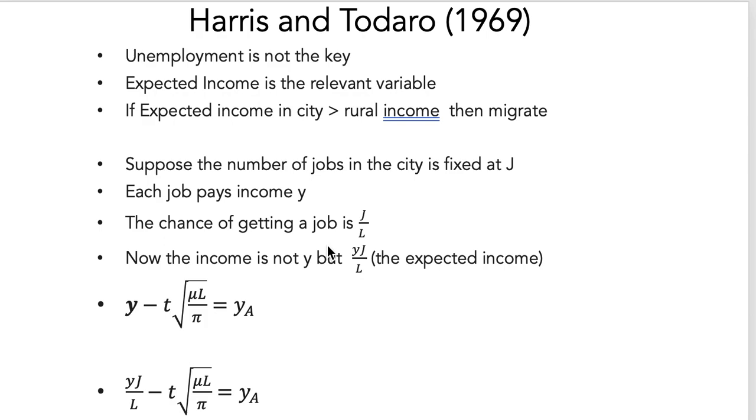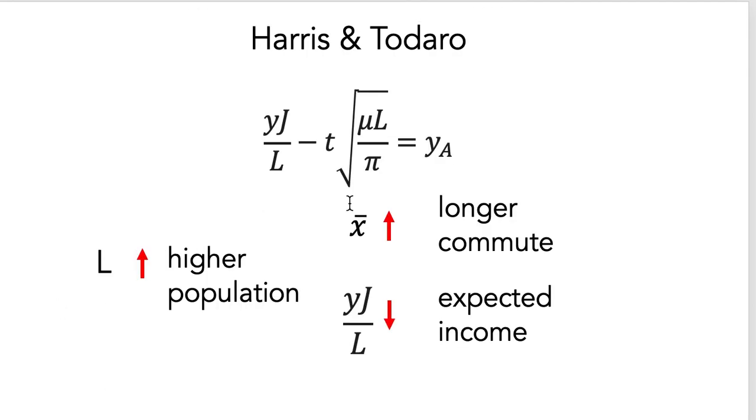And now the income will not be Y, but Y times the probability that you get the job. So it would be Y times J divided by L. And that is the expected income. So if we go back to our equilibrium condition, we just substitute instead of the Y, Y J divided by L. Now let's analyze this little equation.